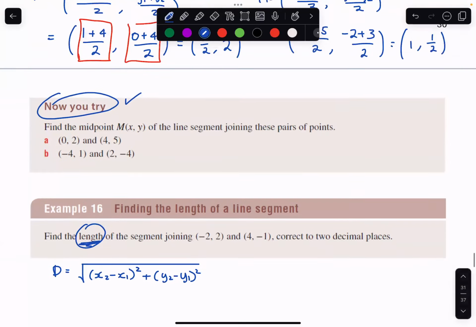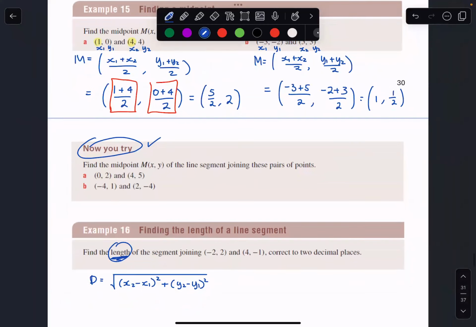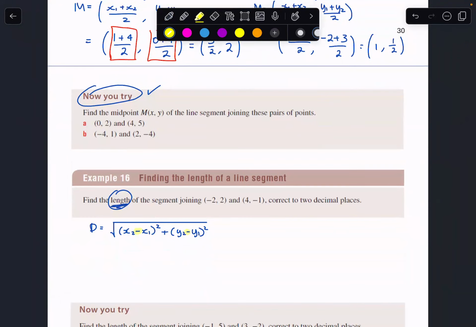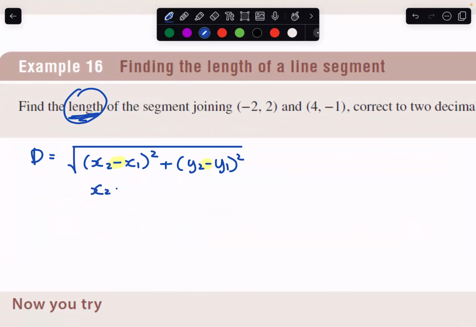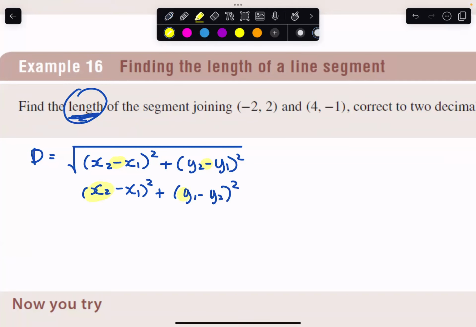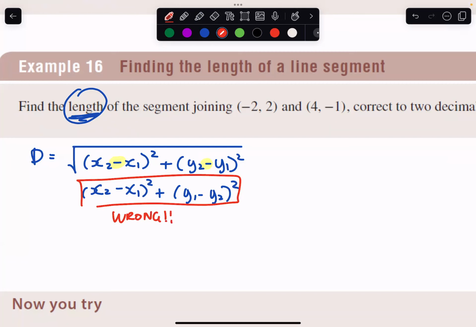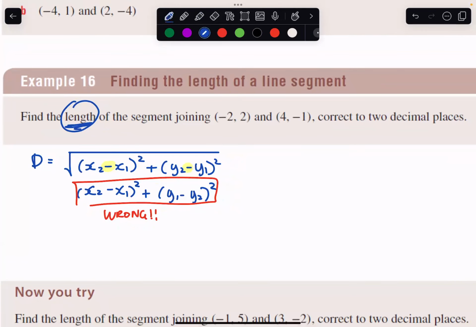So these two formulas are very similar, because both of them have x1, y1, x2, y2. But you can see that one of them is an addition, we add them together. But the second one, we take away. And also when you do that, you can't do x2 minus x1 to the power of 2 plus y1 minus y2. So the x2 must be in the front, must be in the front. So that one is wrong.